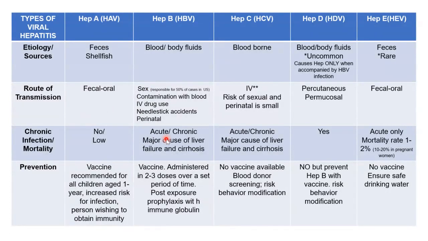It can be acute or chronic, so it can be acute and then go away, or it can be acute and develop into chronic. It's a major cause of liver failure and cirrhosis, and hepatitis C is the same. This is the most common one to become chronic. So C is acute and chronic, a major cause of liver failure and cirrhosis. Right there, B and C.